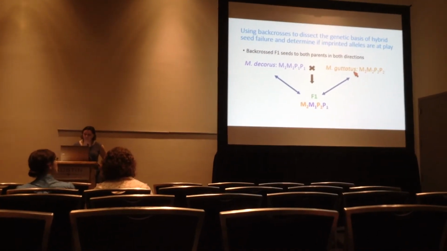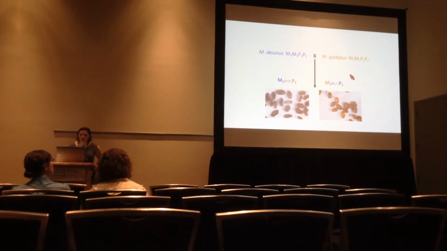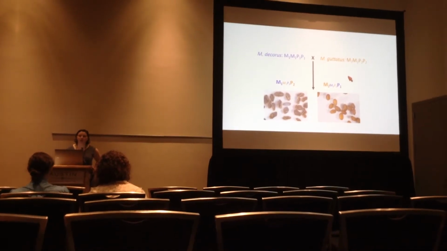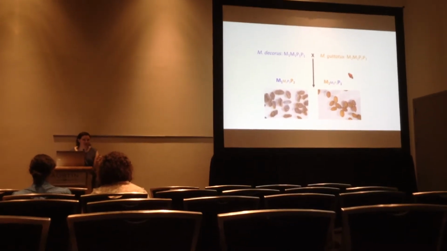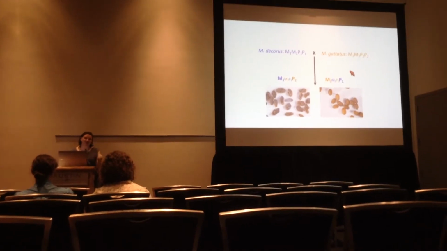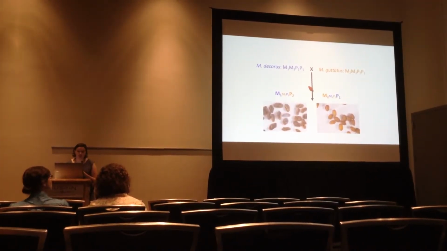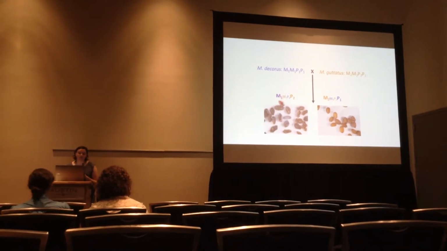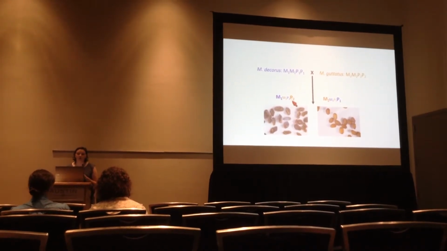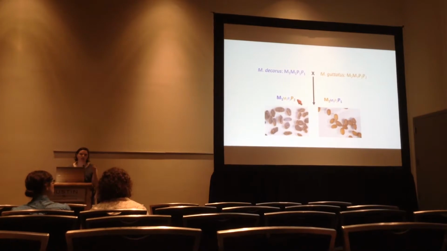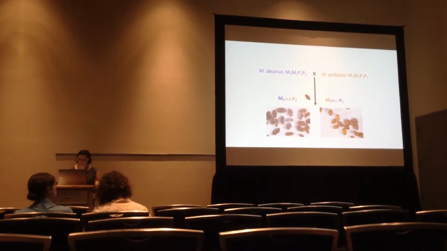And just to step you through the model, when we're talking about parent-of-origin effects, it matters what your genotype is, but it really matters which allele you got from what parent. So in this case, we both have F1s that have the same genotype, but in one direction they got this M1 allele from mom and the P2 allele from dad, and that combination is the combination which makes aborted seeds.